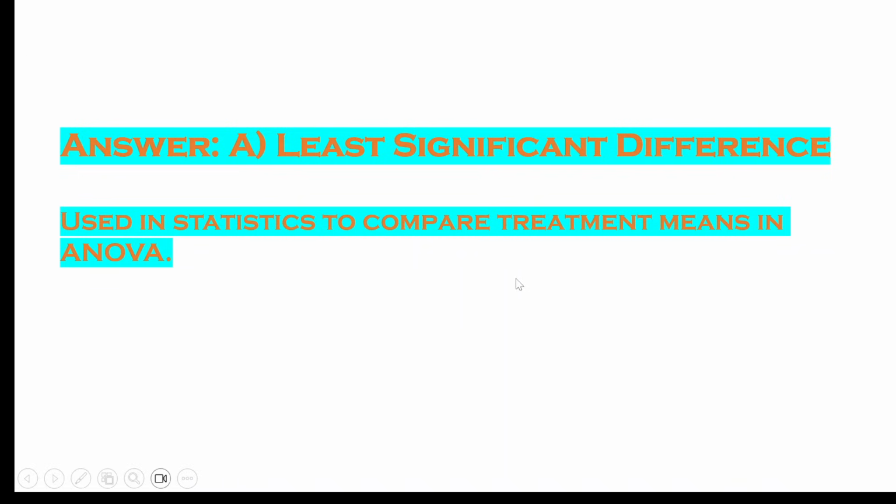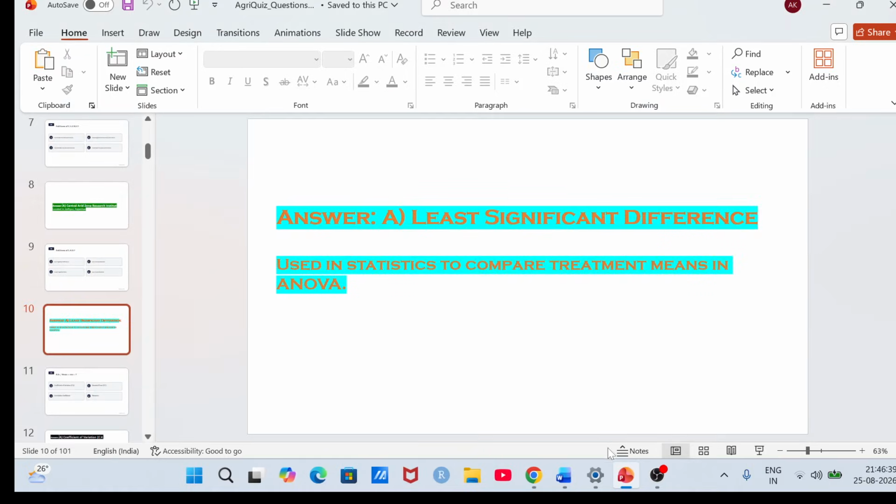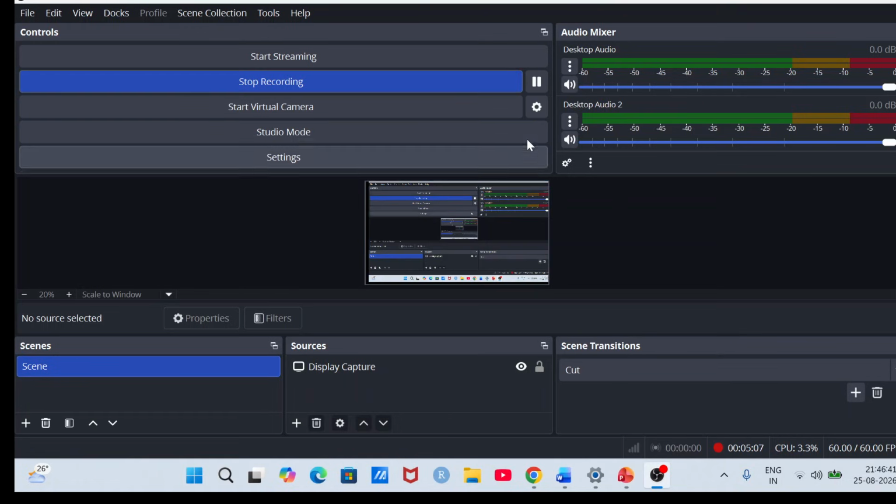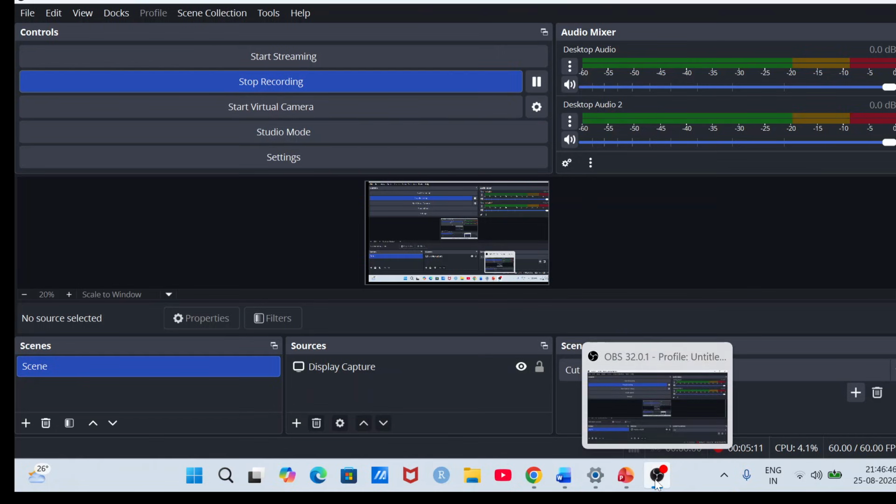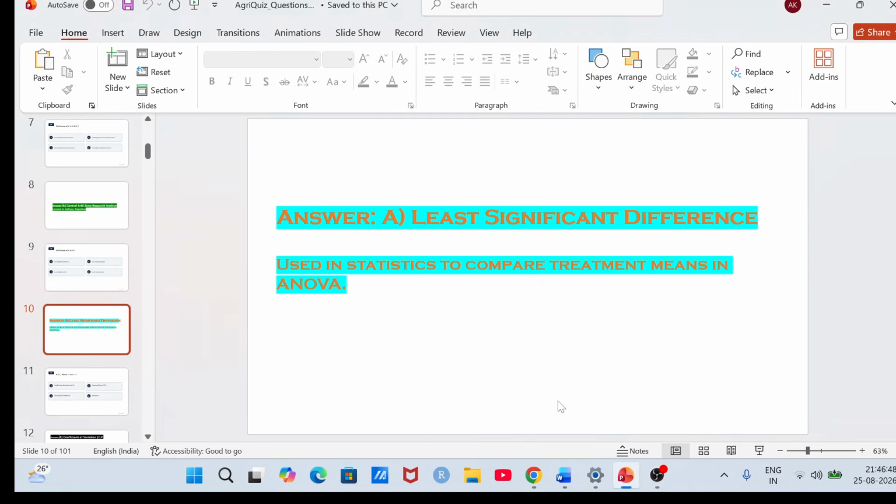Let me check once whether it is recording or not. Okay. The recording is going on. Hope my voice is recording, because last time it was not recorded.